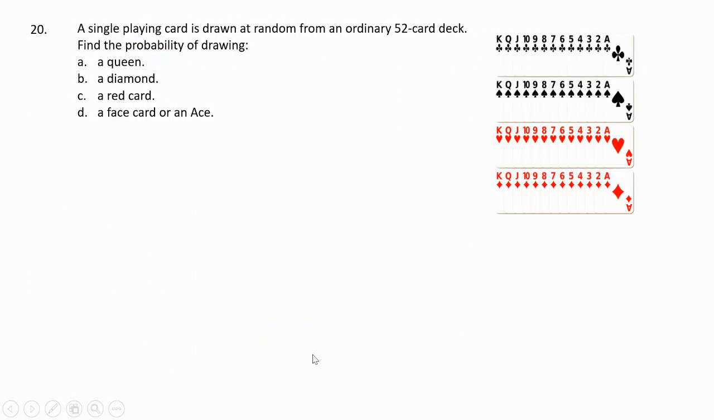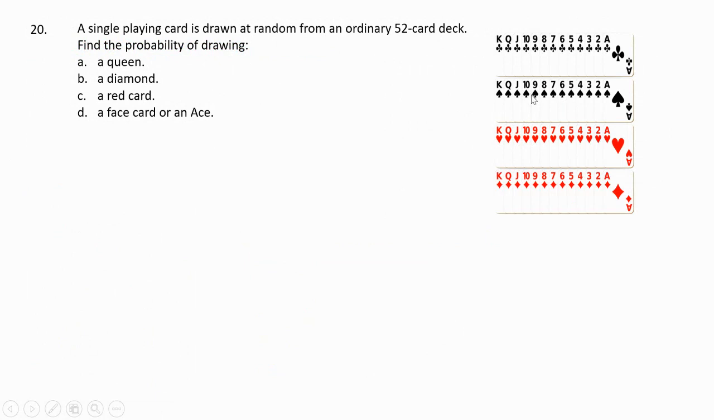Okay. Now, lesson number 20. This is a PowerPoint that I did last week. A single playing card is drawn at random from an ordinary 52 card deck. Find the probability of drawing a queen, a diamond, a red card, a face card, or an ace. Like I mentioned last week, most people don't know how.